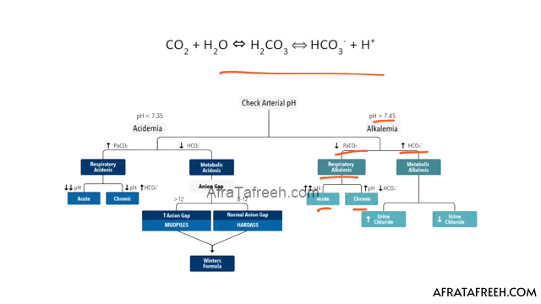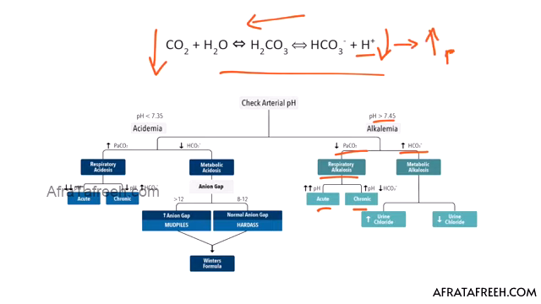From this equation, we can see that hyperventilation results in low CO2. The drop in CO2 will cause the equation to shift to the left, resulting in decreased free hydrogen ions in the plasma and a subsequent rise in pH, or an alkalosis.